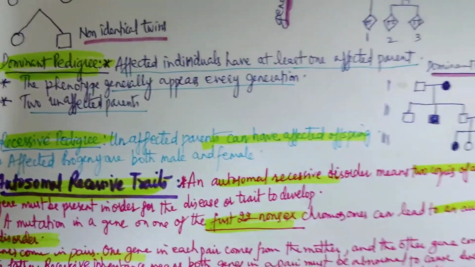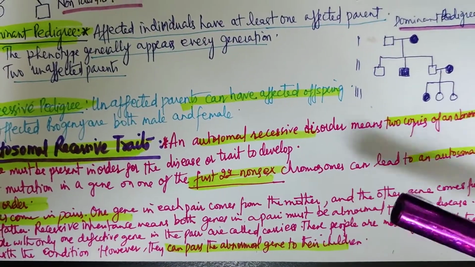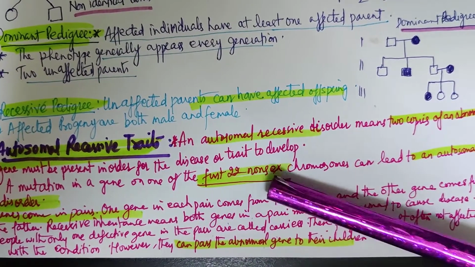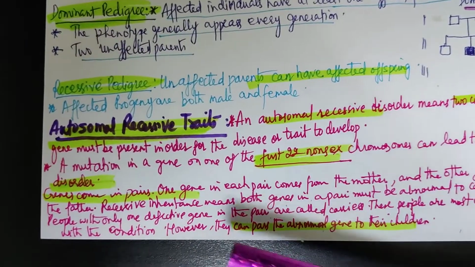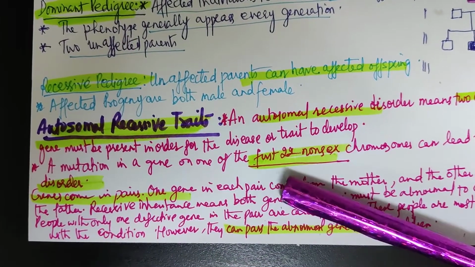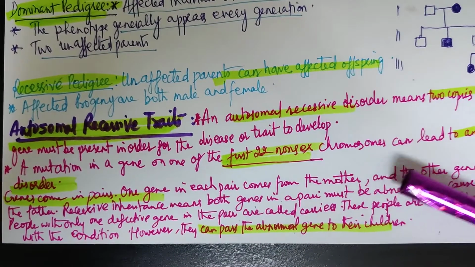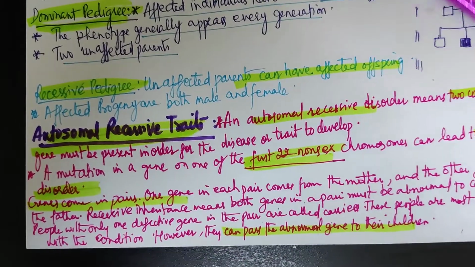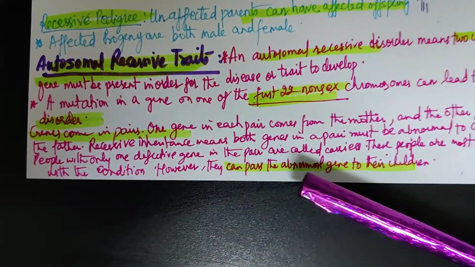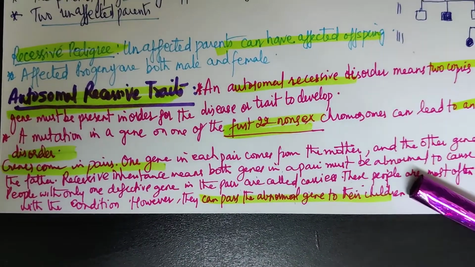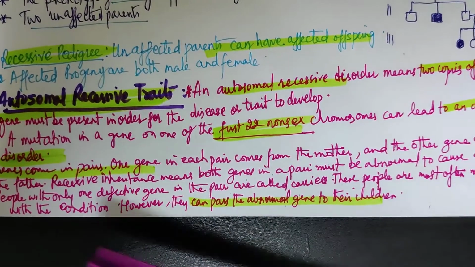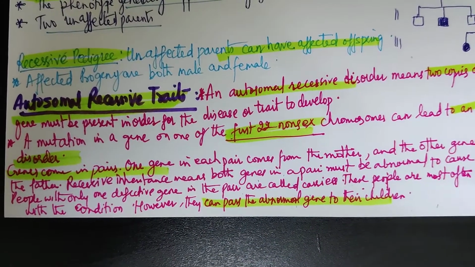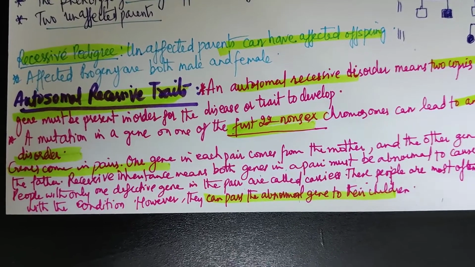Autosomal recessive traits. An autosomal recessive disorder means 2 copies of an abnormal gene must be present in order for the disease or trait to develop. A mutation in a gene on one of the first 22 non-sex chromosomes can lead to an autosomal disorder. Genes come in pairs. One gene in each pair comes from the mother and the other gene comes from the father. Recessive inheritance means both genes in a pair must be abnormal to cause disease.